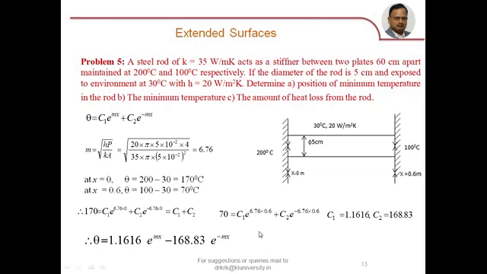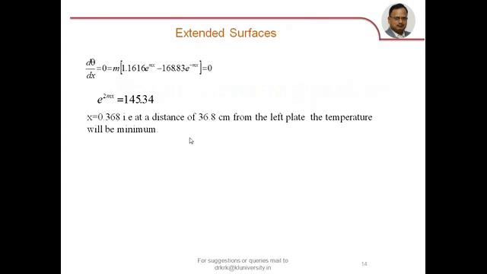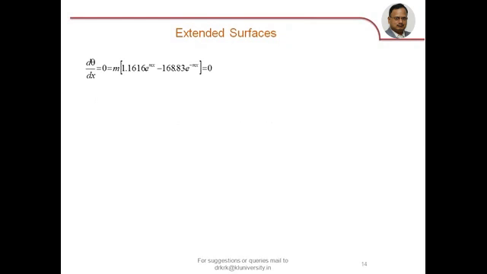Now let us see what is the requirement here. Determine the position of minimum temperature in the rod. Once you know the temperature distribution equation, to determine the minimum temperature position, either maximum or minimum, you have to find its first order derivative and equate it to 0. So d theta by dx equal to 0. You will get e^(2mx) equals so and so, or x is equal to 0.368 meters. That means at a distance of 36.8 centimeters from the left plate, the temperature will be minimum.